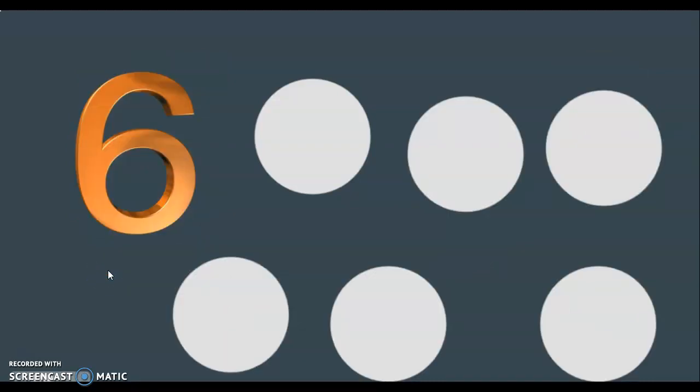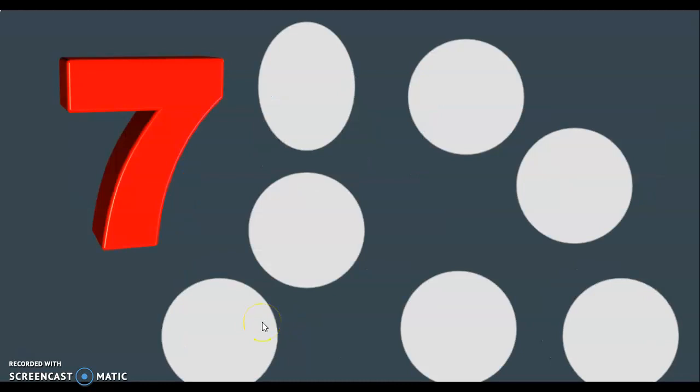After 5 is the number 6. So we have 1, 2, 3, 4, 5, 6. We can also see that 6 is 2 groups of 3. So we have 1, 2, 3, 4, 5, 6.